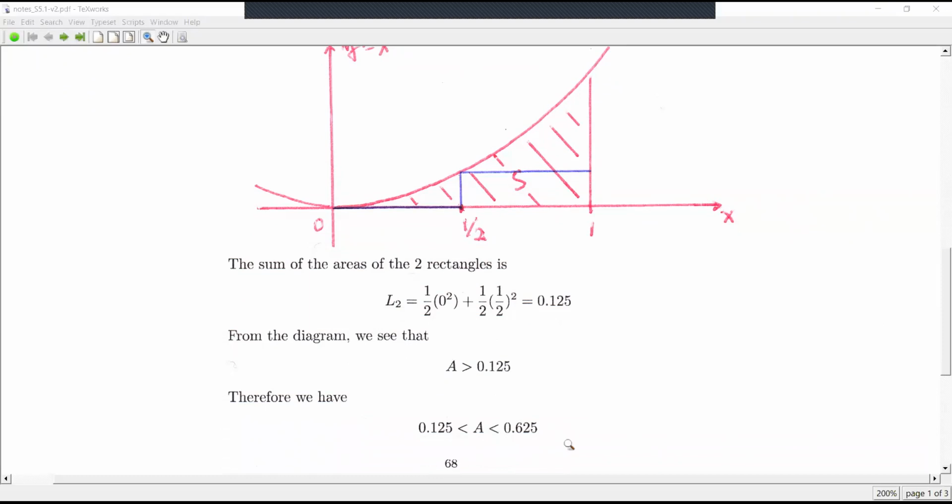At this point, I don't know what A is. I want to find A. I don't know what A is, but I can tell you that A lies between these two numbers. A greater than 0.125 and less than 0.625. This is the first step. I use only two rectangles, and then I can tell a lower bound and upper bound for A. Now in the following, I use more rectangles to improve the lower bound and upper bound.